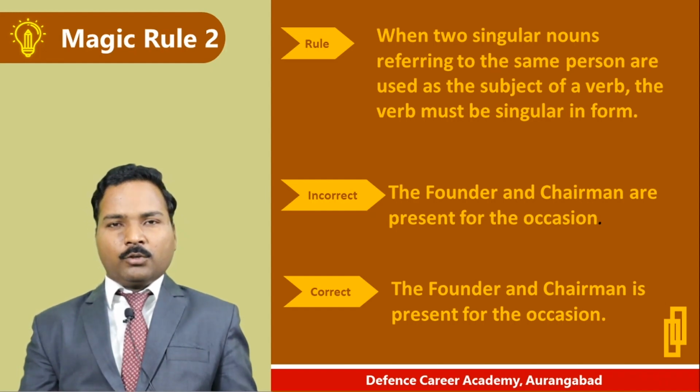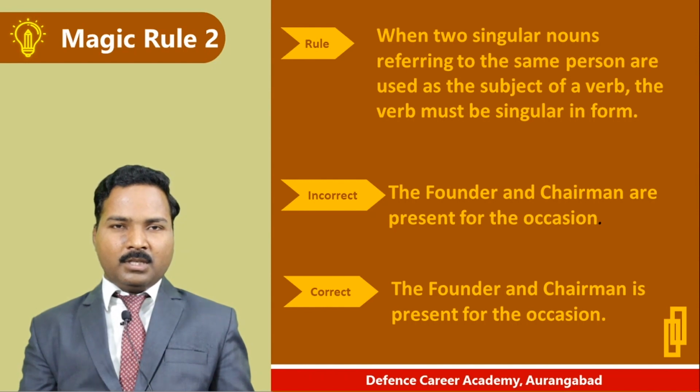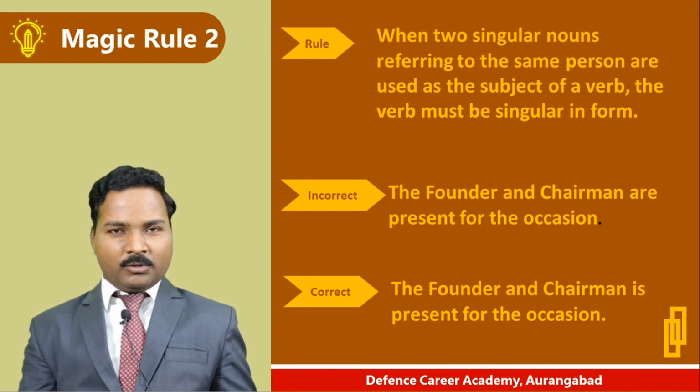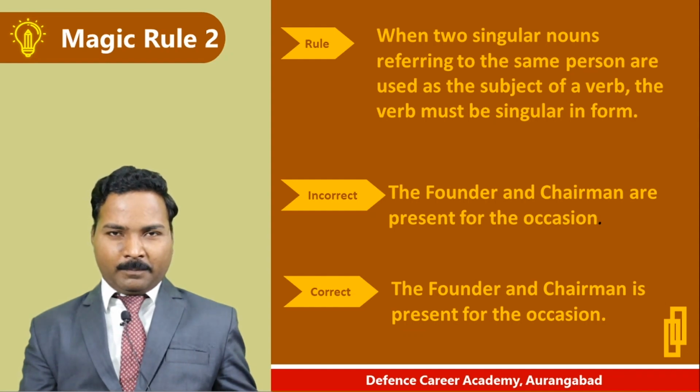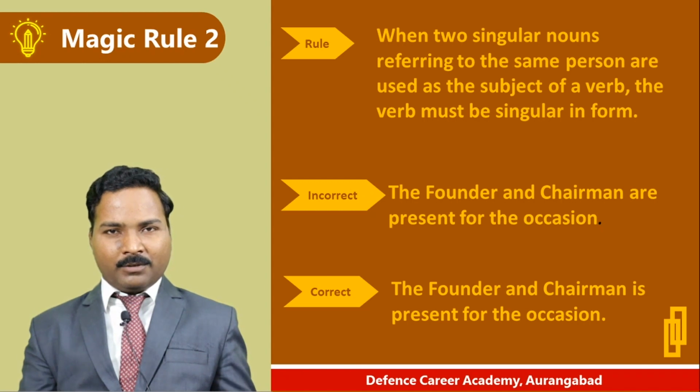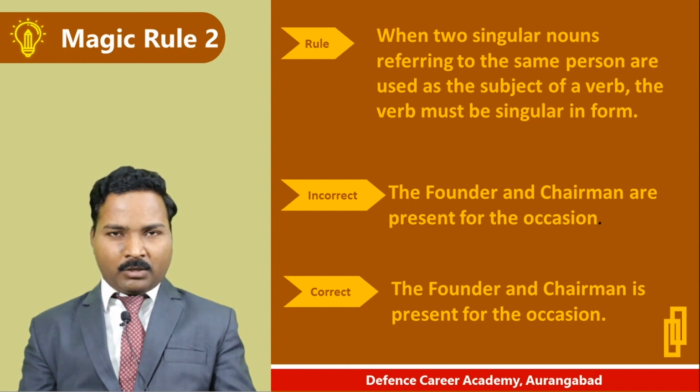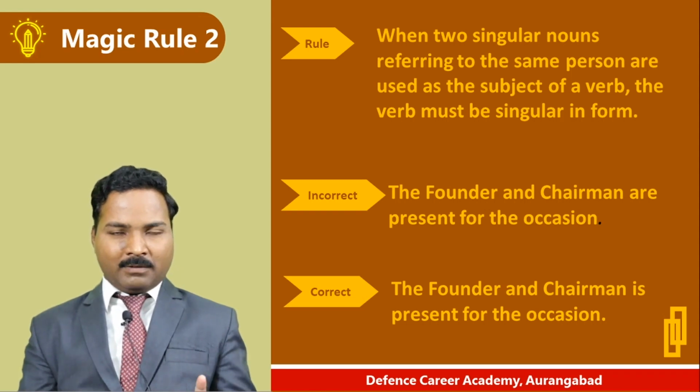Suppose we want to talk about different persons, we'll have to repeat this article the before the second noun also. If we say the founder and the president, it means we are talking about two different people. And if we are talking about two different people, we'll have to use a plural verb. So in this case, the is used only once before the first singular noun. It is not repeated after and, before the second singular noun. That's why the subject is singular in form. We are talking about only one person who is playing both of the roles. He is playing the role of a founder as well as the role of a chairman.